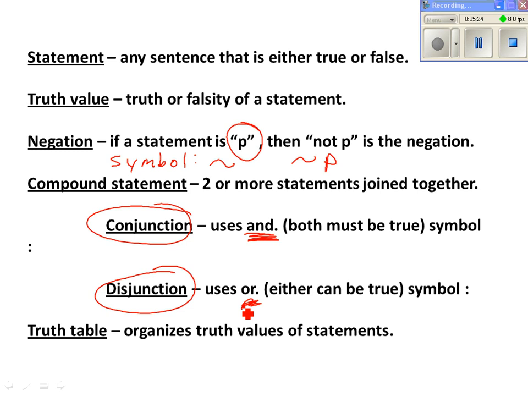Right? A disjunction uses the word or. When I say, I am going to go to the grocery tonight, or I am going to go to the movies, and I come back next week and I tell you I went to the grocery. Did I lie to you this time? No, because I told you I was going to do one or the other.